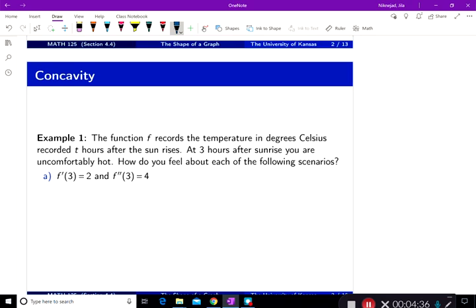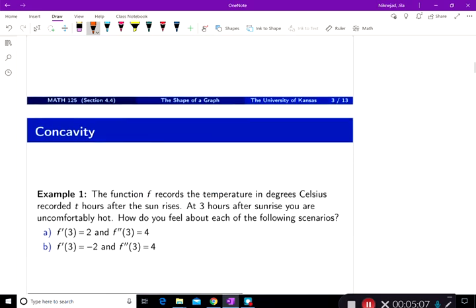So f prime of 3 is positive, it's equal to 2. That means that if I draw the tangent line, it looks like that. And then it says f double prime of 3 is 4. That means it's a positive value. So the piece of the function is going to sit above the tangent line like that, right? This is like increasing, the temperature is increasing and fast. Oh, scenario A is bad.